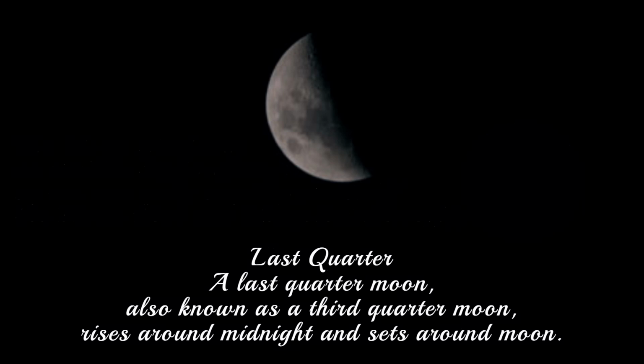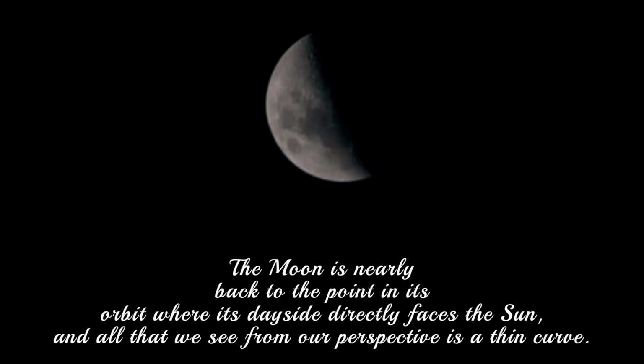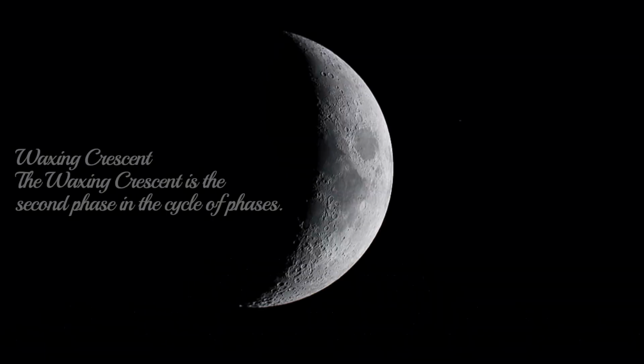Last quarter. A last quarter moon, also known as a third quarter moon, rises around midnight and sets around noon. The moon is nearly back to the point in its orbit where its day side directly faces the Sun, and all that we see from our perspective is a thin curve.